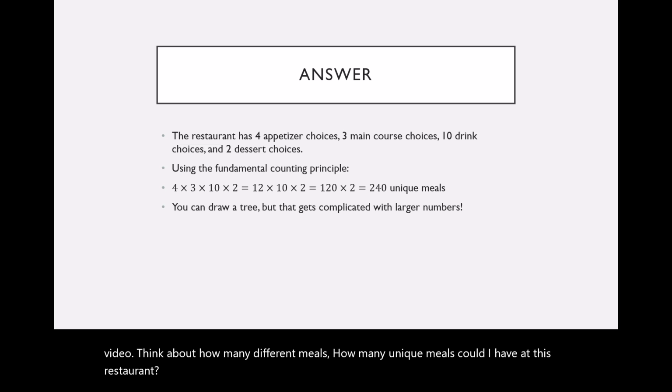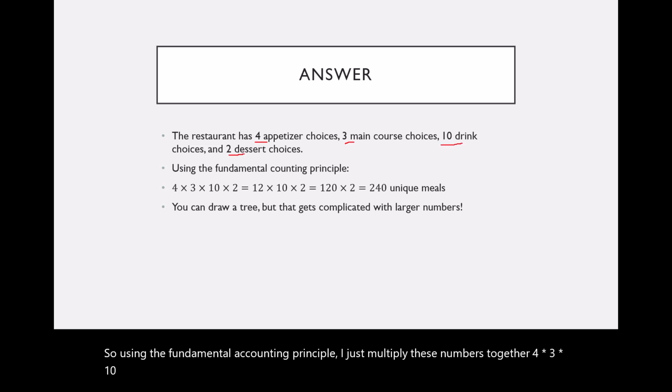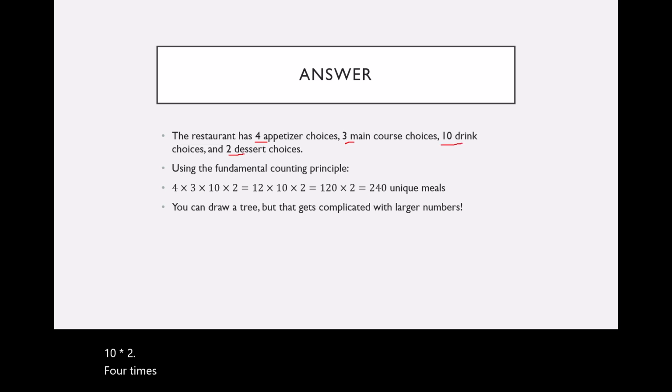So using the fundamental counting principle, I just multiply these numbers together. 4 times 3 times 10 times 2. 4 times 3 is 12. 12 times 10 is 120. 120 times 2 is 240. There are 240 unique meals.